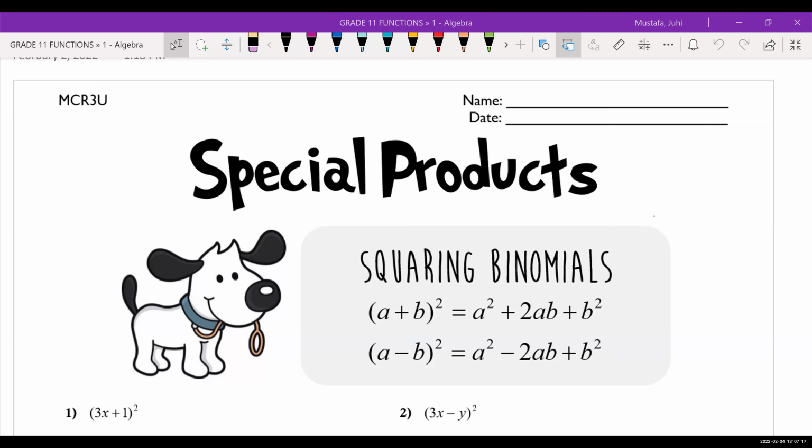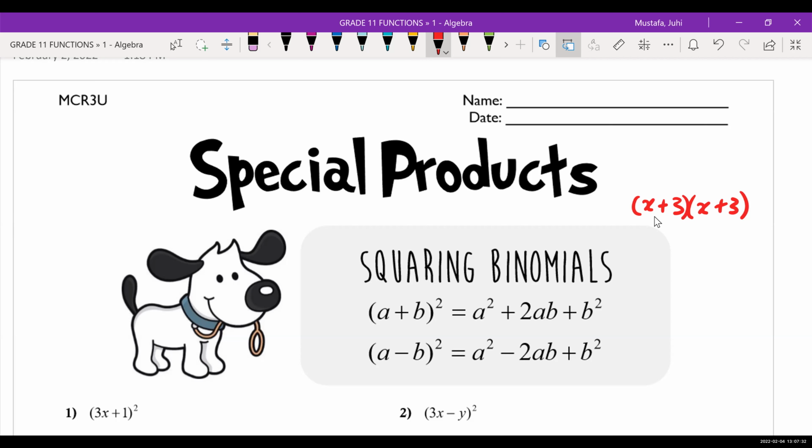For example, if I gave you something like x plus 3 times x plus 3, you have a binomial times a binomial, and it's exactly the same. You could go through the motion of FOIL. However, if you know these rules, it kind of makes the question a little bit easier.